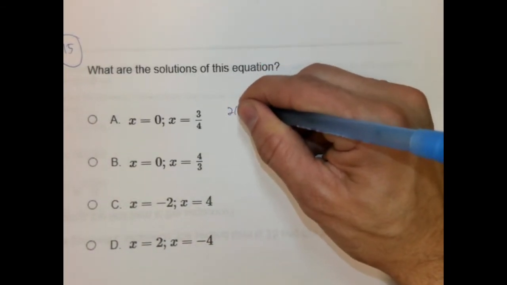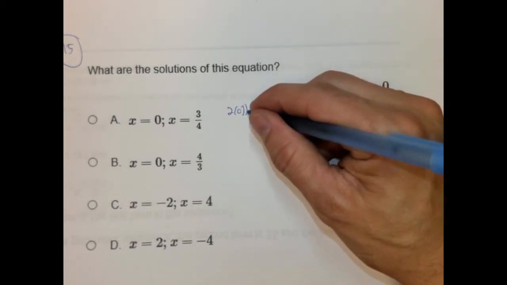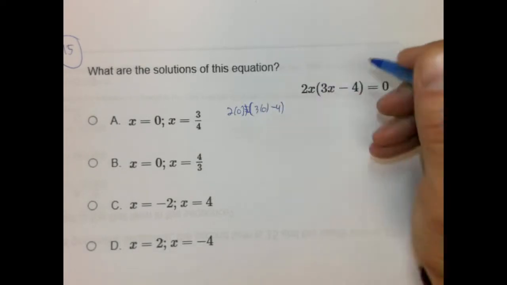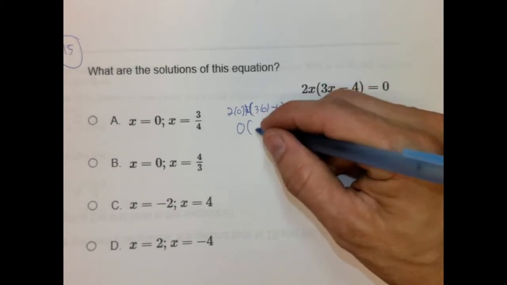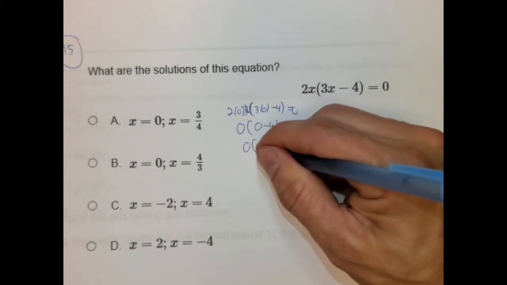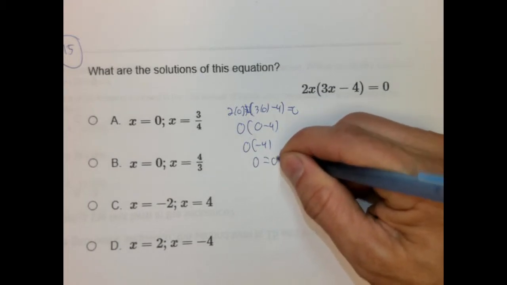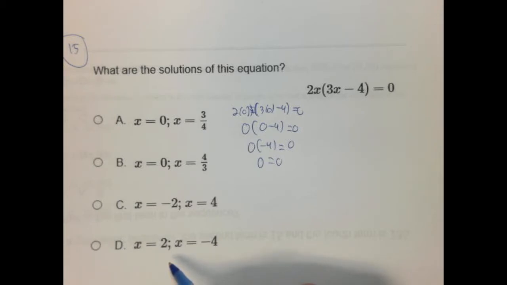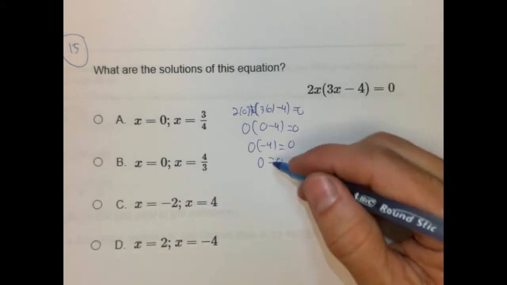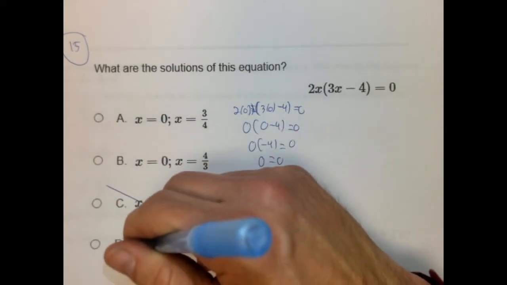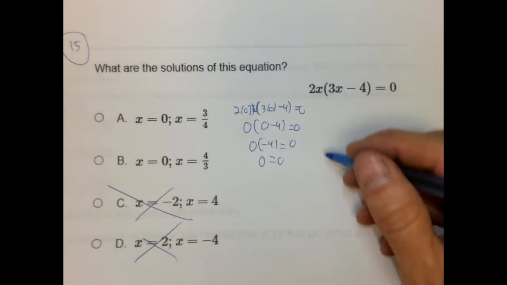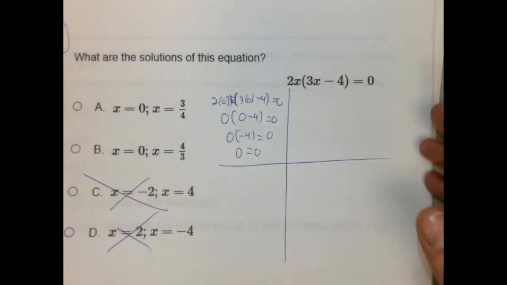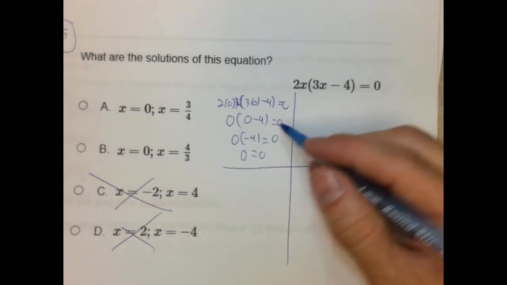So 2 times 0, and then times 3 times 0 minus 4 equals 0. Well, 2 times 0 is 0, and then this is 0 minus 4, and 0 times negative 4 is going to equal 0. So that one works. Neither of these have 0, so these are out. It has to be one of these with 0. Technically, there could be more than 2 answers if we didn't know our work, but there aren't, though somebody might think that. Cross those out because we don't have 0. So it's one of these two.